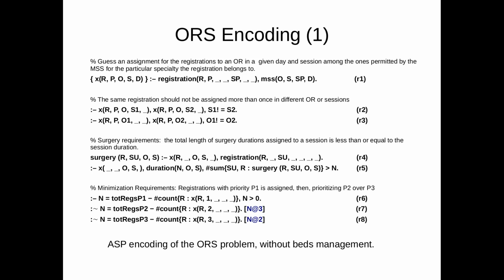Rule 2 and 3 are basically constraints on this search space, that the same registration should not be assigned more than once in different OR or session. If a registration is assigned in the morning, it should not be assigned in the evening. And if a registration is assigned in the morning in one OR, it should not be assigned in another OR. So these are the constraints, and they are given by these two rules.